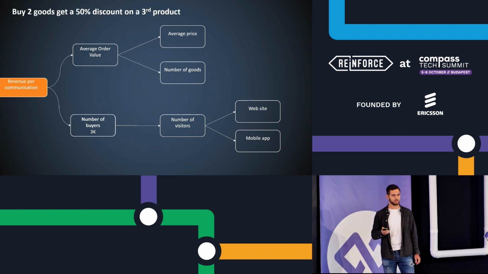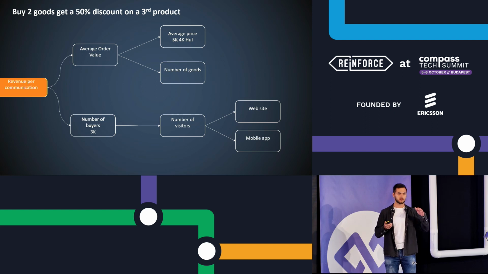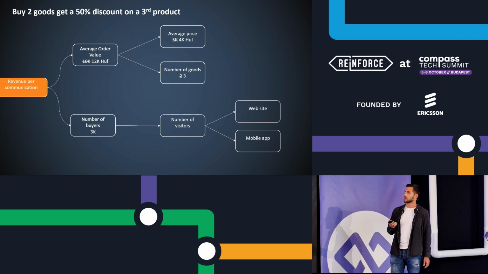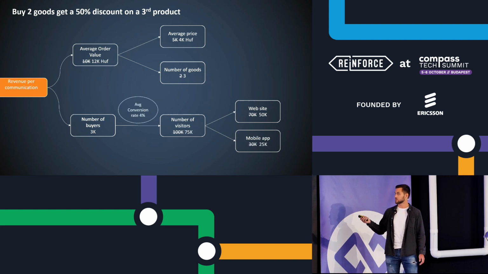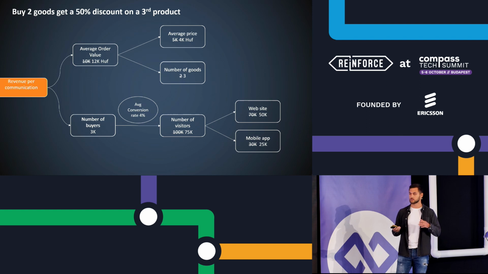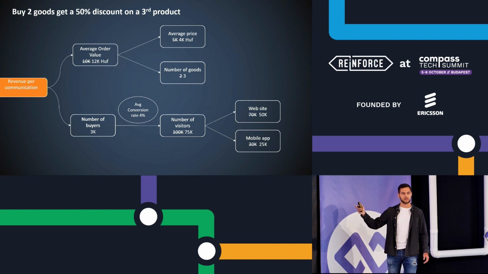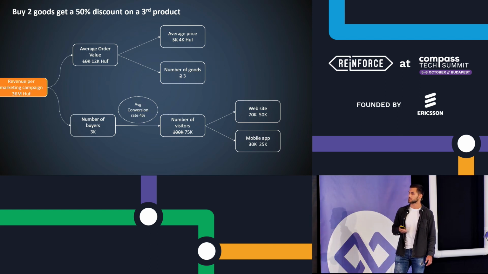Let's think about another example: buy 2 goods and get a 50% discount on the third product. Now our average price will decrease because of the discount. The number of goods will increase from 2 to 3, and the average order value will be 12K. Reasonable. Now let's look at the number of visitors. We see that the number of visitors decreased from 100K to 75K, across the website and mobile application as well. But the conversion rate increased from 3% to 4%. And the total revenue will be the multiplication of all these components, as in the previous result.